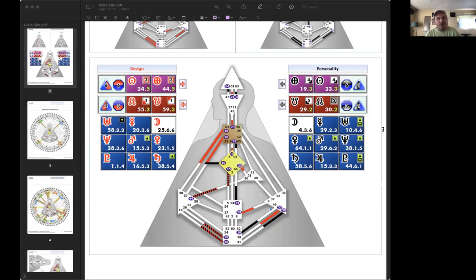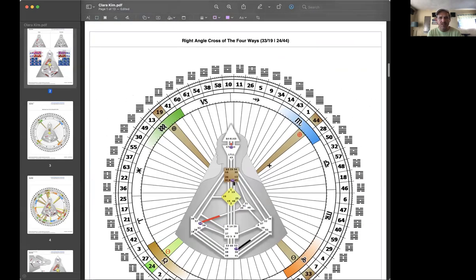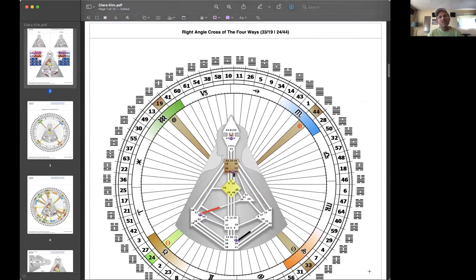And we'll get to this when we get to the four transformations, because the four transformations are really another version of the incarnation cross. We don't think of it that way, but the four transformations are more like the personal version of the incarnation cross. The incarnation cross is, what does the program want to do with you? Here, I'll scroll down to see it. What does the program want to do with you?